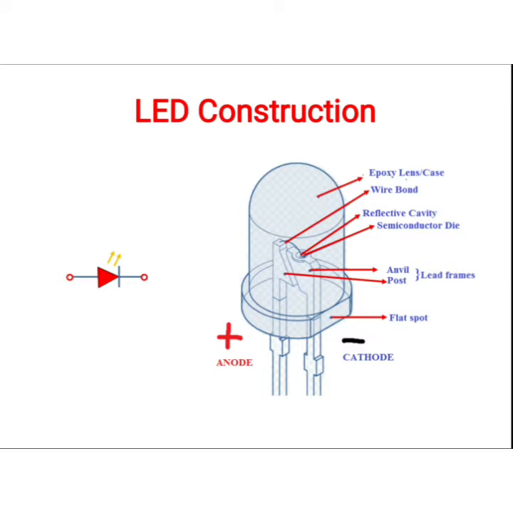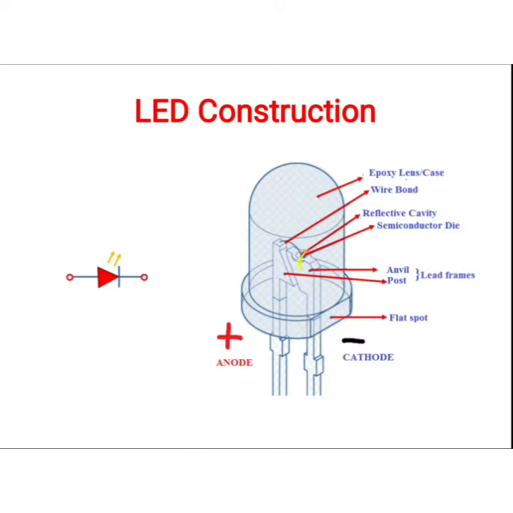The long lead is taken as the positive side, the anode, and the short lead is taken as the cathode, negative. If you look inside the case, one portion will be bigger and the other portion very thin. The anode side lead frame is thin, which is called the post. The cathode side lead frame is bigger, which is called the anvil. By observing this clearly, we can identify which one is anode and which one is cathode.